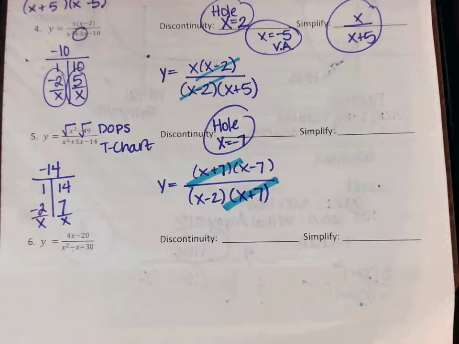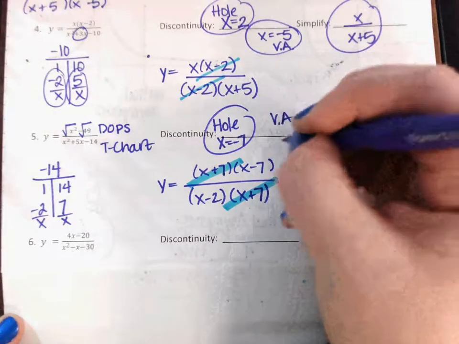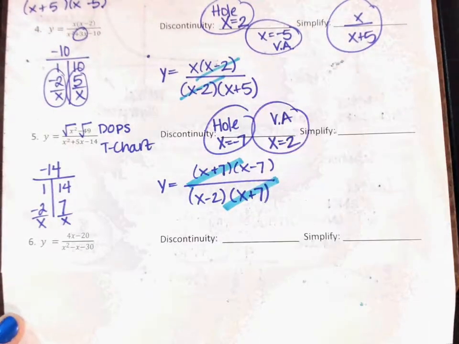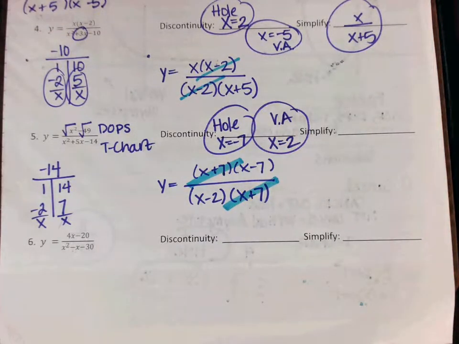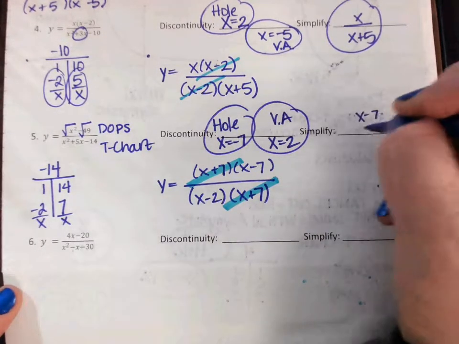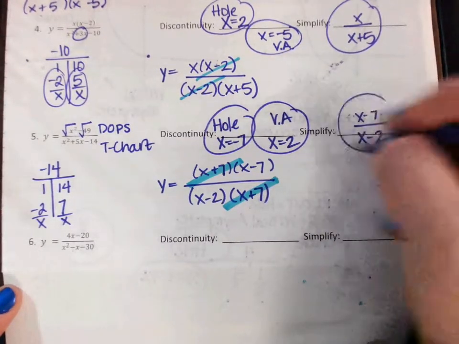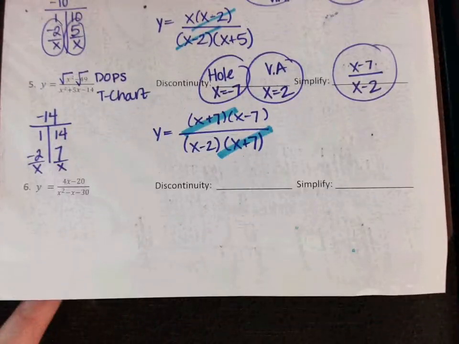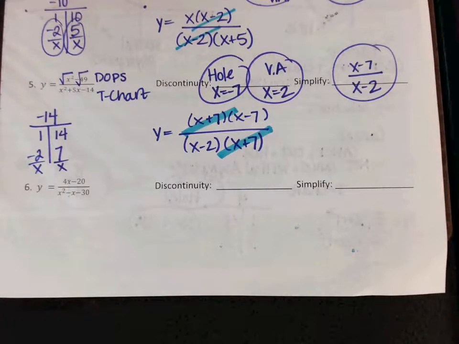And then for my second one there, what's left over on the bottom? Minus 2, which means I have a vertical asymptote at what number? Not minus 2, but positive 2. You got it. Okay? Then for your simplify step, you just put whatever's left over. So it'd be x minus 7 left over on the top and x minus 2 left over on the bottom. Okay? All right, last one.